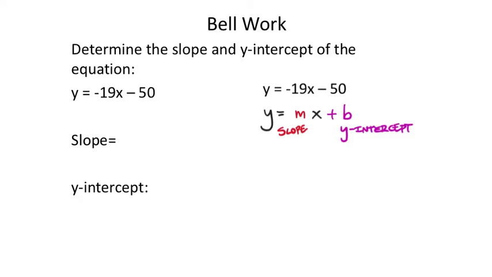So for the slope, all I have to do is find the coefficient of x, which is m, and it's in the same position as this negative 19. So that tells me the slope is negative 19. Then we have to find the y-intercept, which is the number being added or subtracted to the x's, and in this case, it's this negative 50.